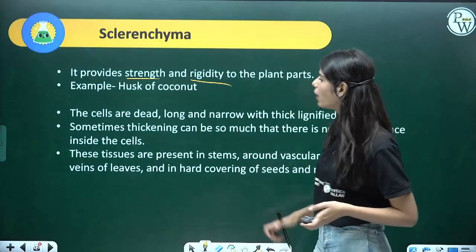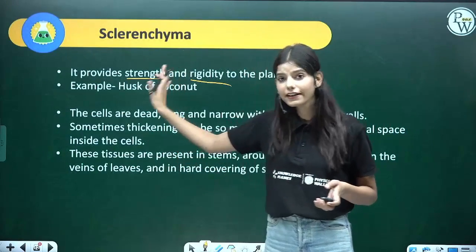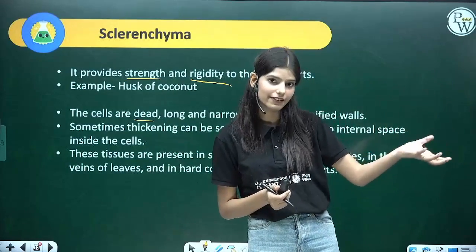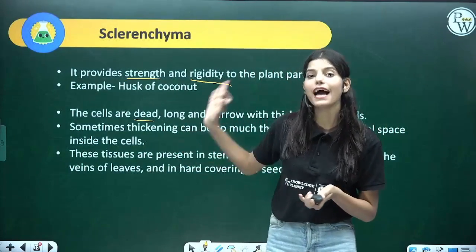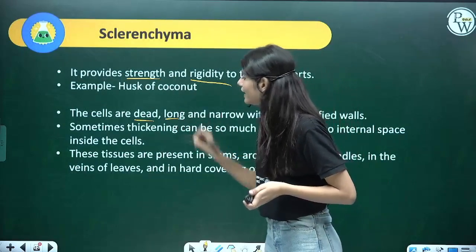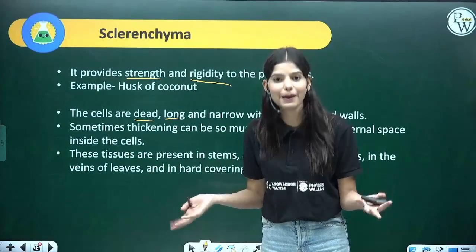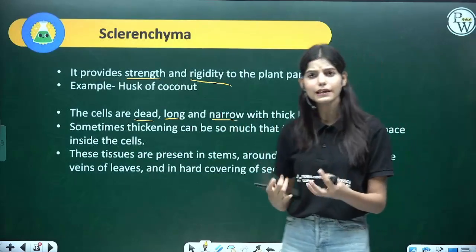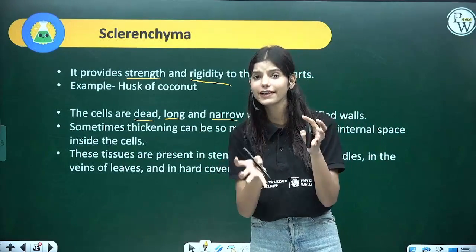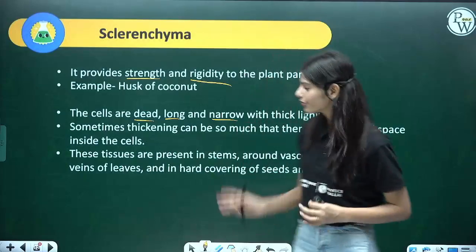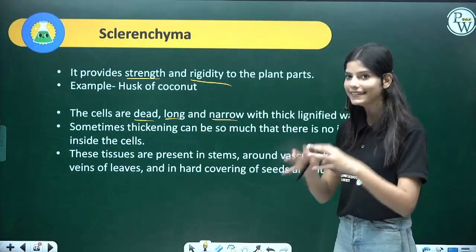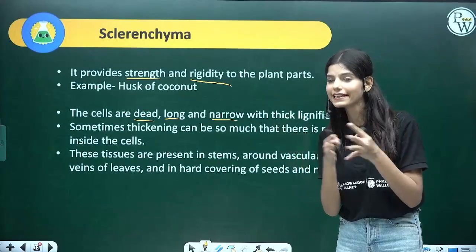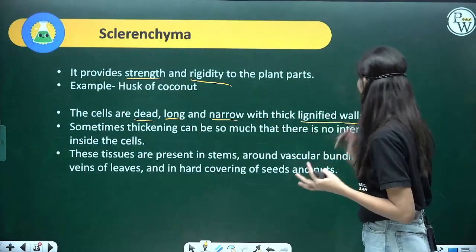Also, talking about the cells, guys, Sclerenchyma has dead cells. Parenchyma and Collenchyma had living cells, but in the case of Sclerenchyma, they have dead cells. These cells are really long because they are making the fibers. So these cells are long, and they are very narrow. Why exactly? Because their wall is thickened by lignin. So guys, their lumen is very narrow, or you can say the cytoplasmic region is really narrow because they have lignified walls.